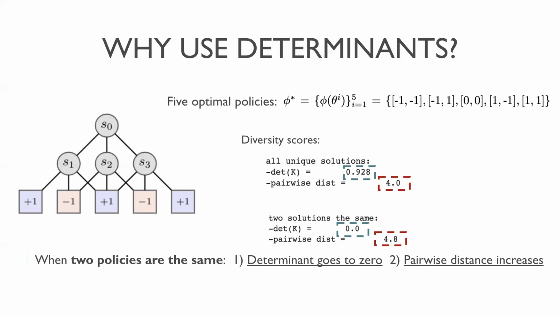So the point I'm trying to make here is that when 2 policies are the same within a population, the determinant goes to 0, but the pairwise distance may still increase. You can also run this example if you go there.